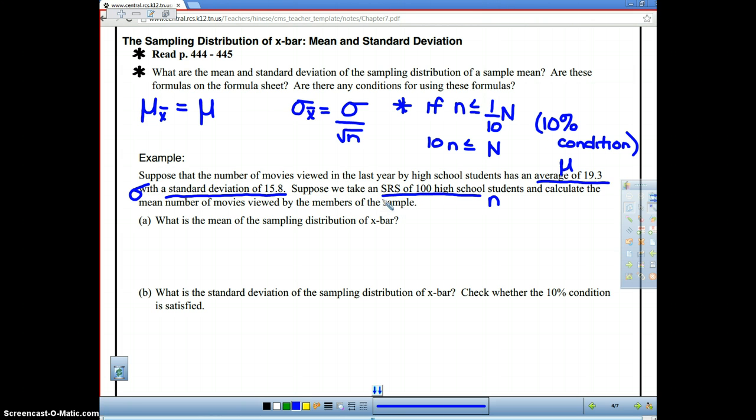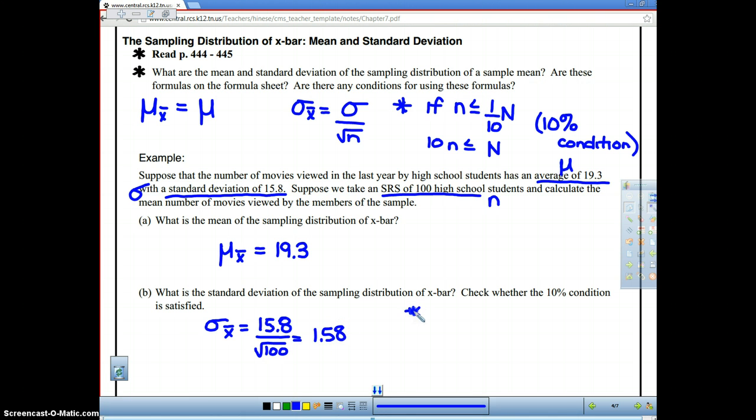Let's calculate the mean number of movies viewed by members of the sample. So we're talking about a sampling distribution. So if I take the sampling distribution of x bar and I want to find the mean of the sampling distribution of x bar, it is just going to be 19.3, the population mean. Okay, for the standard deviation of x bar, it is going to be the population standard deviation, which is 15.8, divided by the square root of the sample size, which is 100. So that would give me 1.58.